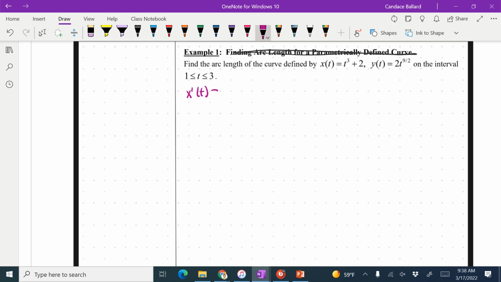So x prime of t equals, what's the derivative of t cubed plus 2? 3t squared. Good. And then y prime of t is what? Where's the 9 halves going to go? In the front. T, I'm subtracting a fancy 1. What do I get? 7 over 2. Good. And then what happens with my 2's in front? They cancel, so we get 9t to the 7 halves.